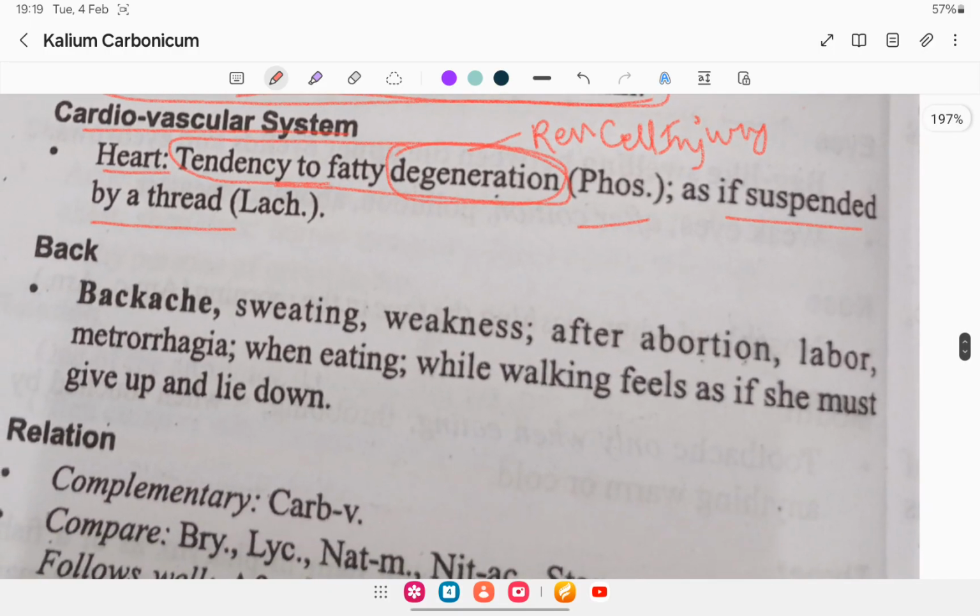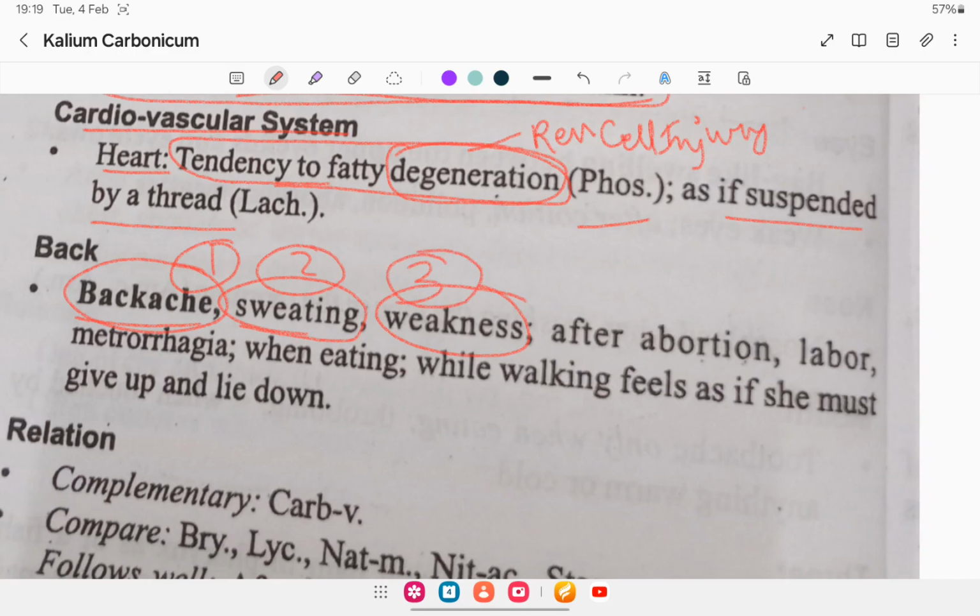About backache, sweating and weakness. These three symptoms are not together in any other remedy according to Farrington. So if these three symptoms are coming in a patient, we can think of this remedy. Backache, sweating, weakness after abortion, labor, metrorrhagia. Metrorrhagia, if there is bleeding in between two menses.